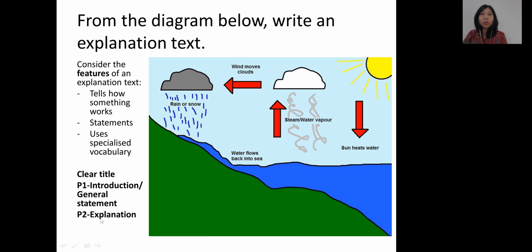Now, in paragraph 2, you need to write the explanation. You need to write the process. So the heading would be, how does a water cycle work? Okay, I repeat, the title, The Water Cycle. Paragraph 1, what is a water cycle? Paragraph 2, how does a water cycle work?